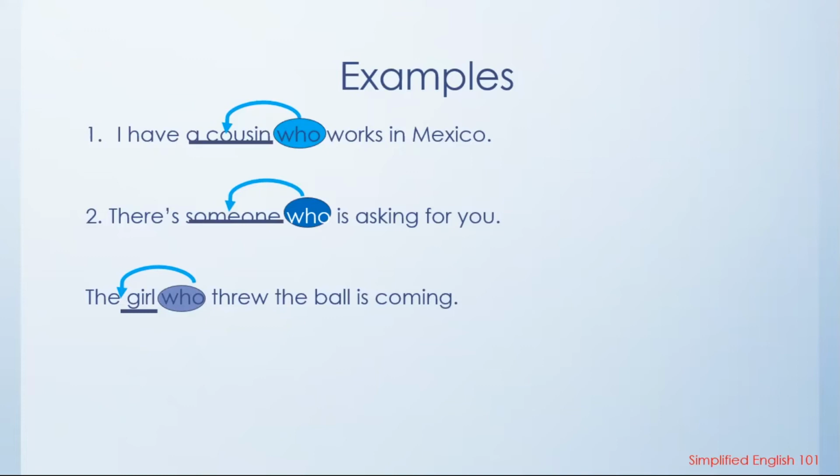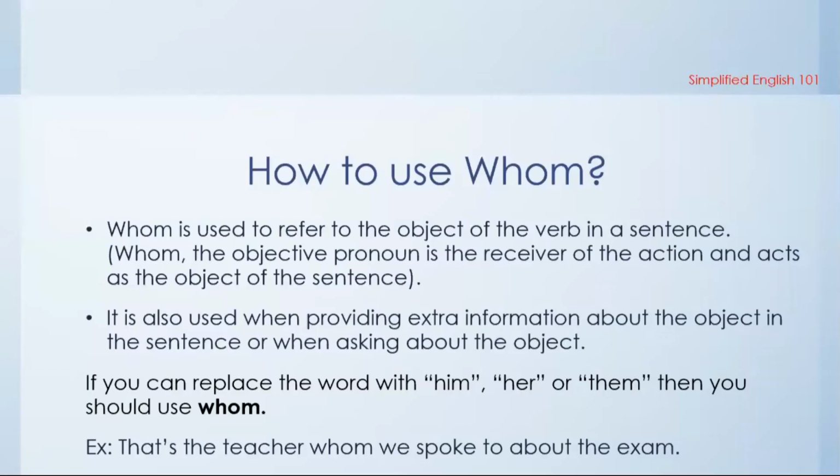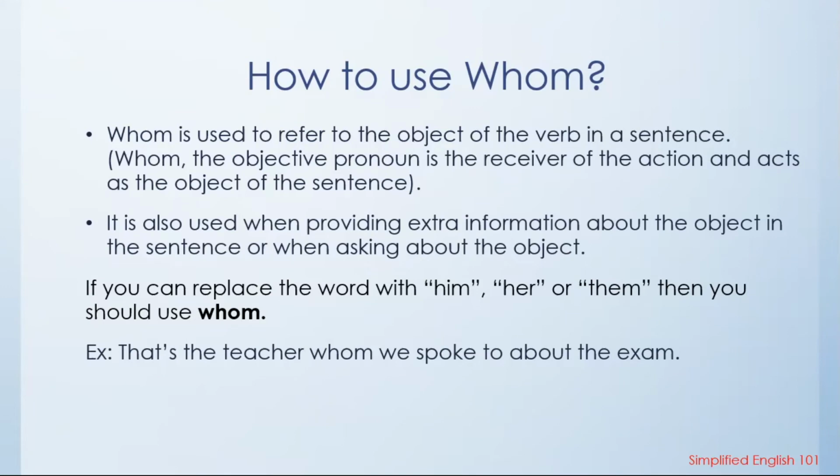Let us move on to understanding how to use whom. Whom is used to make reference to the object of the verb in a sentence. Unlike who, which makes reference to the subject, the doer of the action, whom is used to make reference to the object of the verb in a sentence. Whom, the objective pronoun, is the receiver of the action and acts as the object in the sentence.